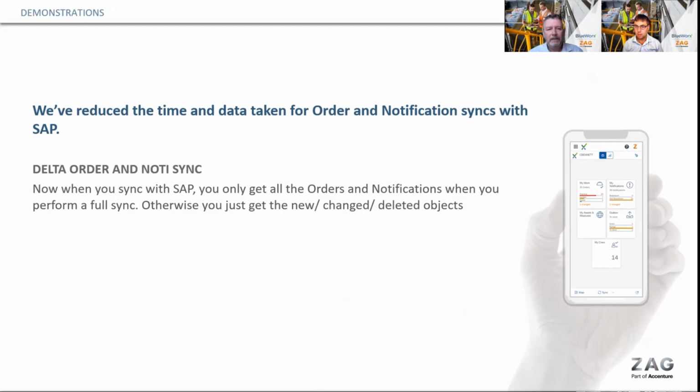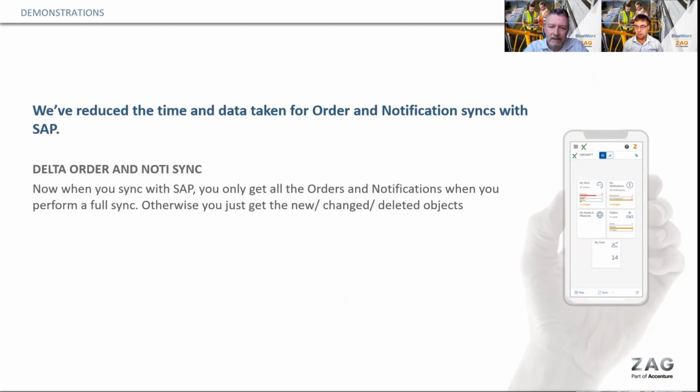So the first item that I'm just going to talk about is reasonably simple to explain. Prior to this release, every time you synced from BlueWorx to SAP, we would refresh all the order and notification details. In other words, we would download everything on every order every single time, whether you were doing a full sync or a delta sync. And for those of you with a large list of orders and notifications, that could take some time, and of course it's using up valuable resources.